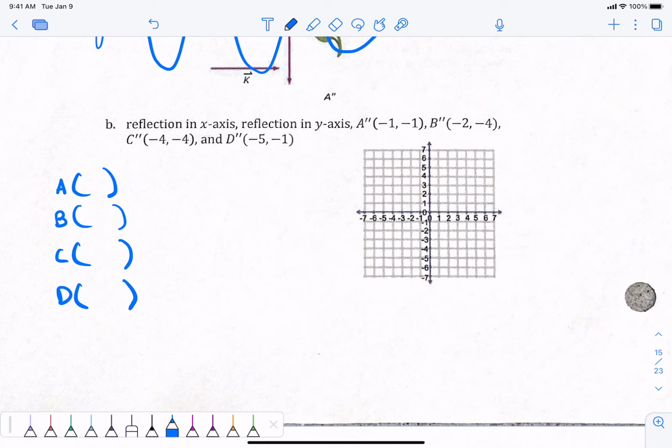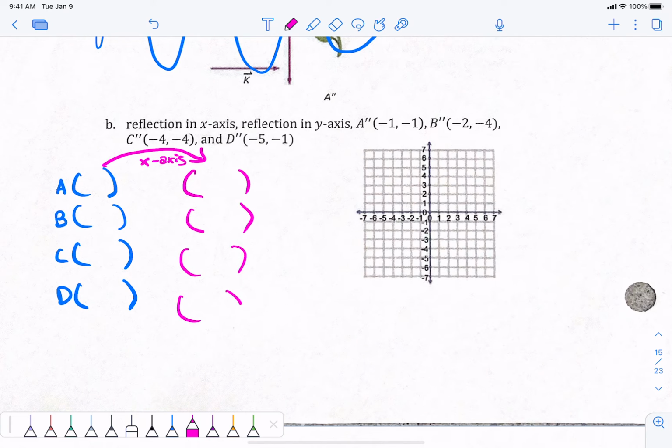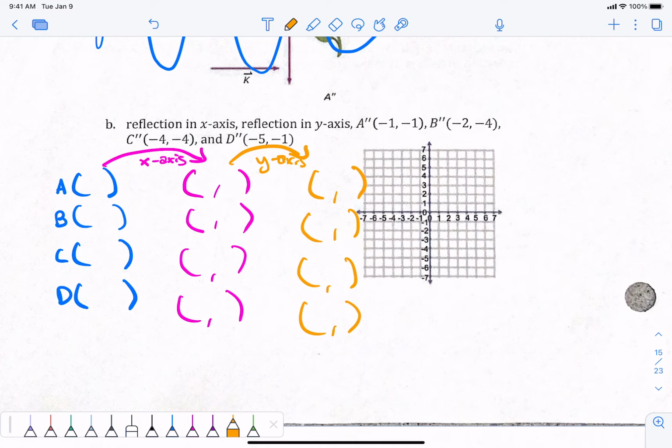Let me go a different color. We took it and we reflected across the X axis, and we got a new A, B, C, D. Then we took that and we reflected it over the Y axis, and we got our final A, B, C, D, and they're giving me the final A, B, C, D. You see that? They give us the final A, B, C, D, which is -1, -1, -2, -4, -4, -4, and -5, -1. There he is.